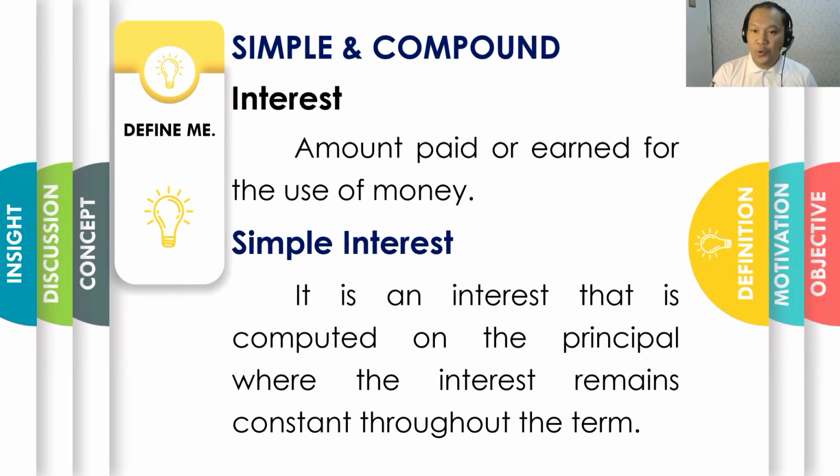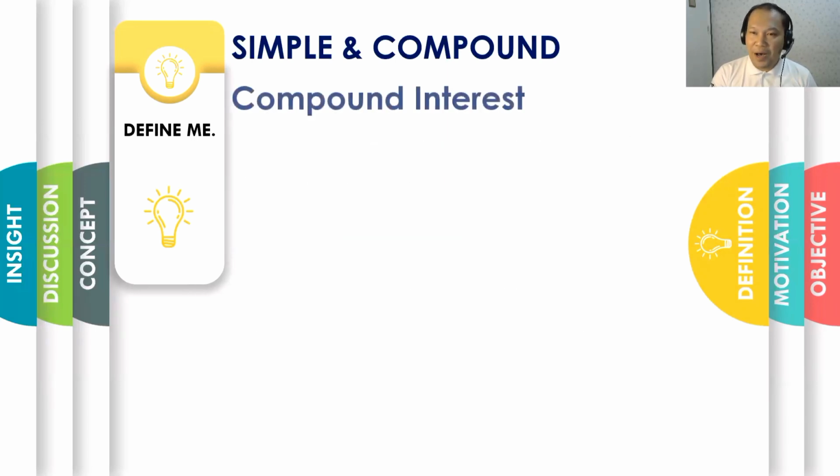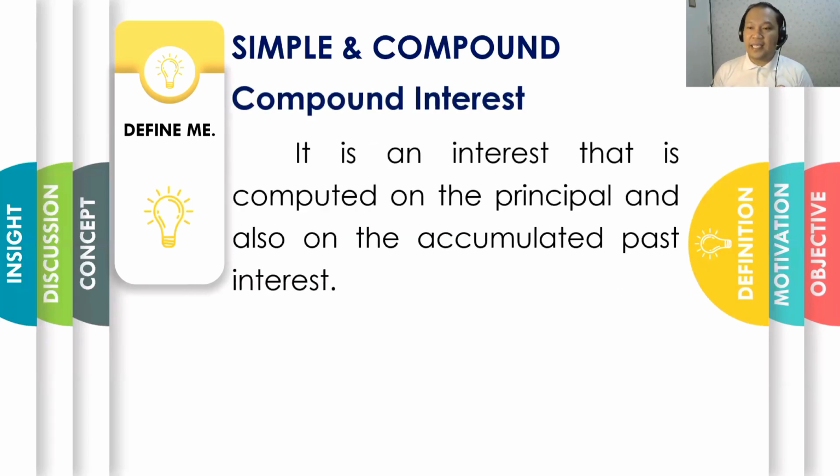of the money of Peter. While when we talk about compound interest, it is an interest that is computed on the principal and also on the accumulated past interest. Diba, Jose wants to invest his money in terms of compound interest. And 3% will be given per annum, compounded.